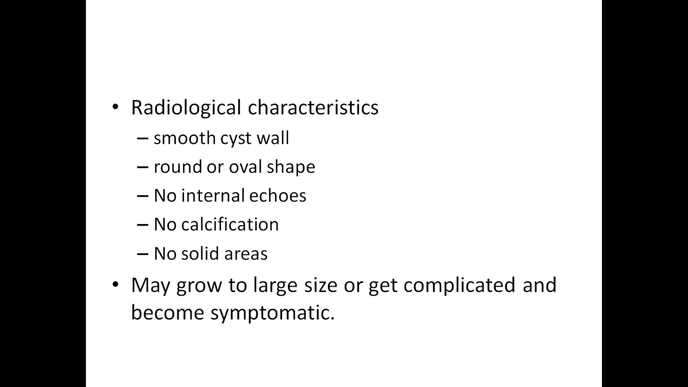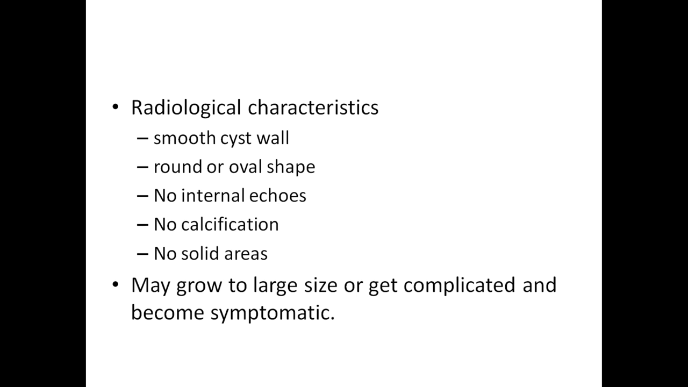Now, a cyst has certain radiological characteristics, which can be seen either by ultrasound or by a CT scan. You can see a very smooth cyst wall, which is usually very thin, and it will have a round or oval shape, and there won't be any internal echoes. If you take an ultrasound, you won't see any internal echoes within that fluid content within that cyst.